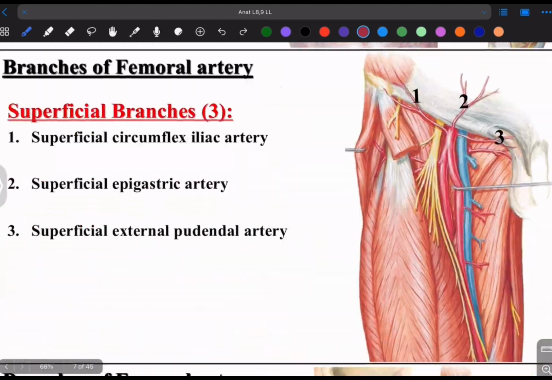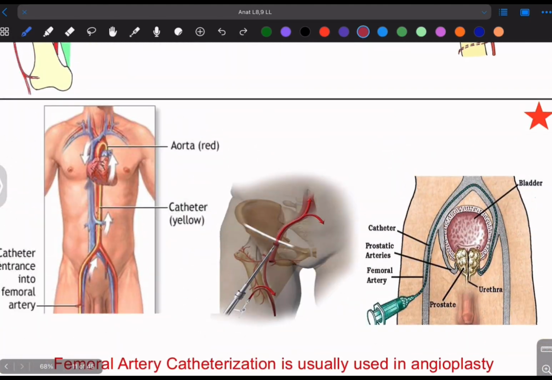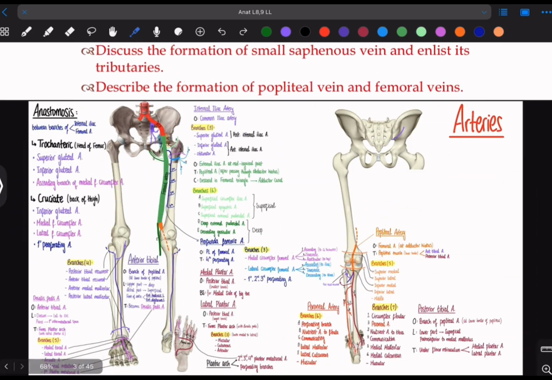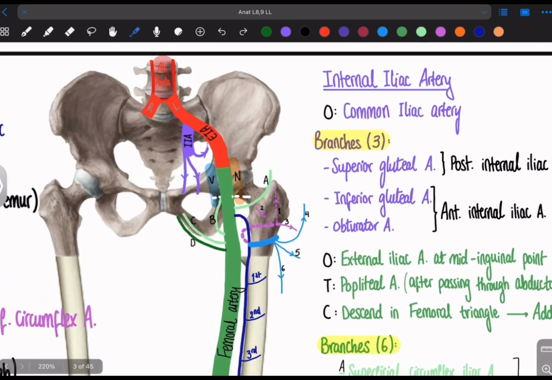Just make sure you go over the slides with the red stars like these ones. And they're mostly about the clinical application. So any slide with the red star means it's not included here in the summary, okay? So starting off with the arteries.